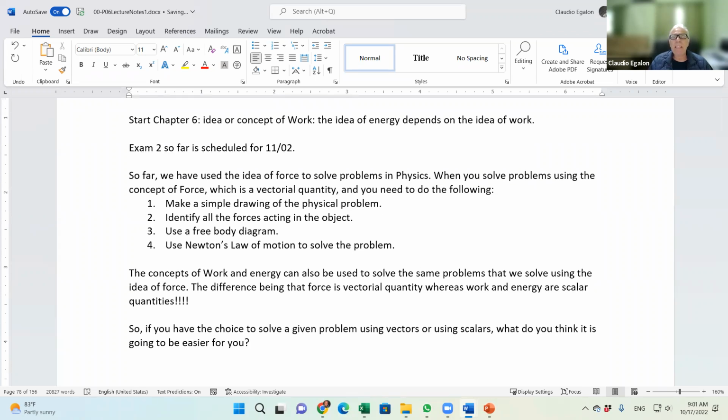Remember, it's much easier to solve a problem using scalar quantities than solve a problem using forces, right? Because a given force or a given vector can have up to 3 components in 3-dimensional space, whereas a scalar has just a single component, right? So that's why we introduced this idea of work. That's why people came up with this concept of work.